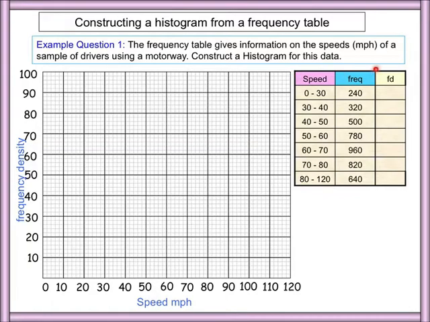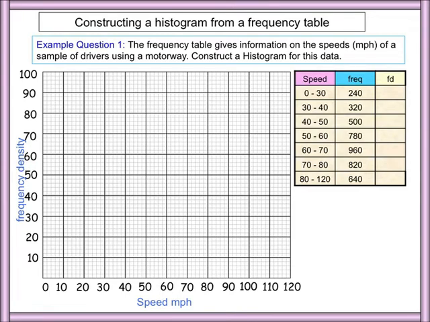So we've been given this frequency table over here. We've got the class width and the frequency, and we're going to construct a histogram from that data. You'll notice one of the main differences between a histogram and a bar chart is that you plot frequency density.